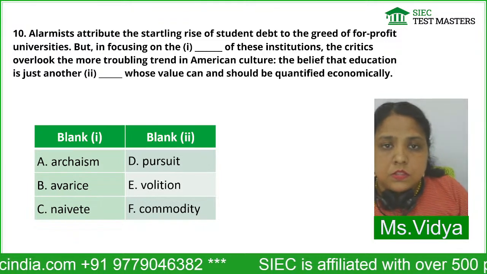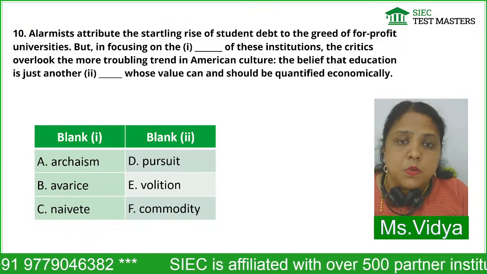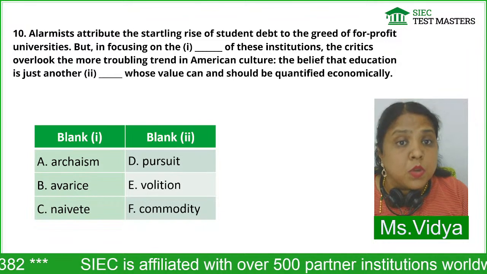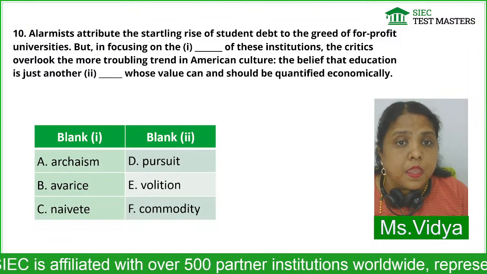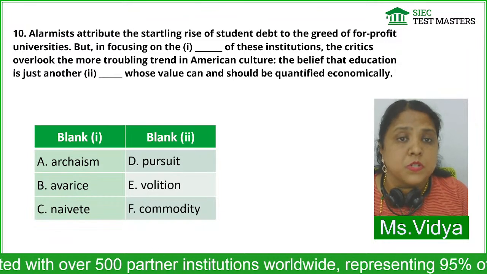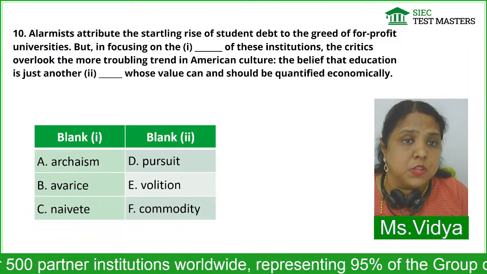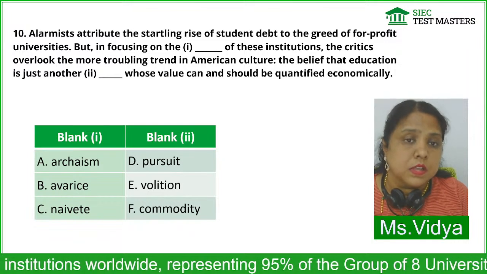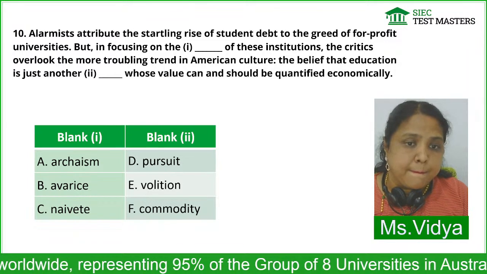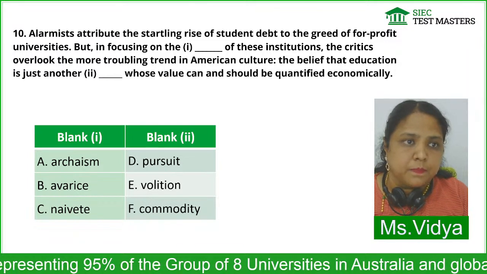Okay. This is how you have to look at the signposts, predict your own answers, and then look at the options and go by the process of elimination in order to arrive at the correct answers. Okay?